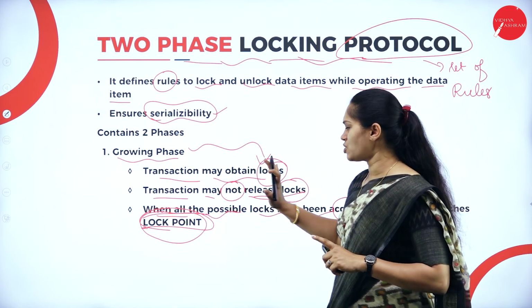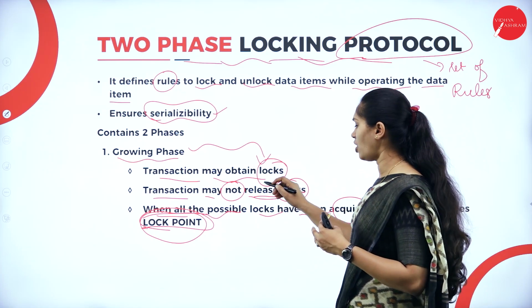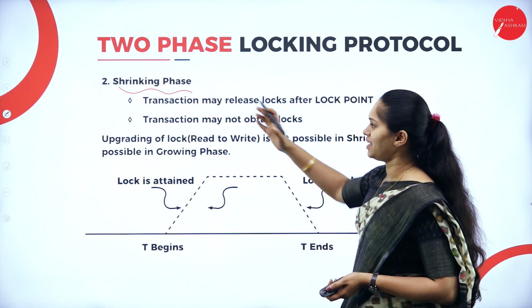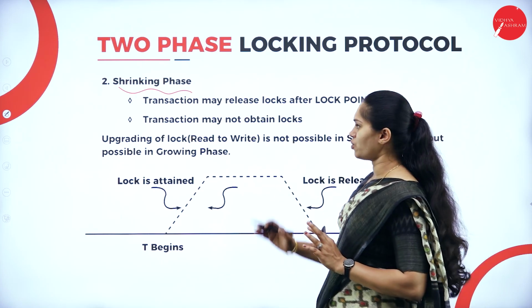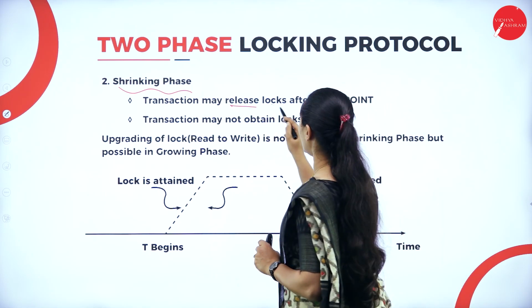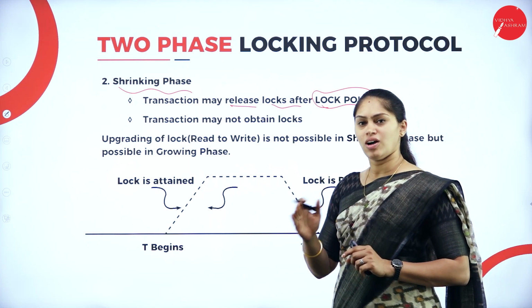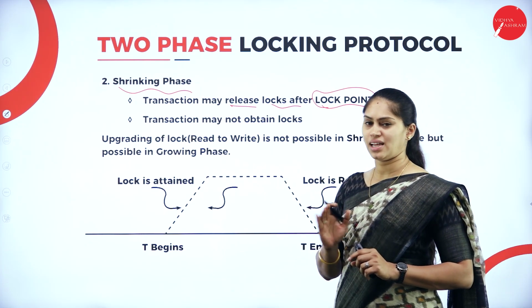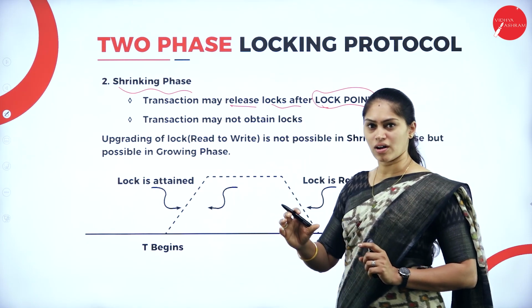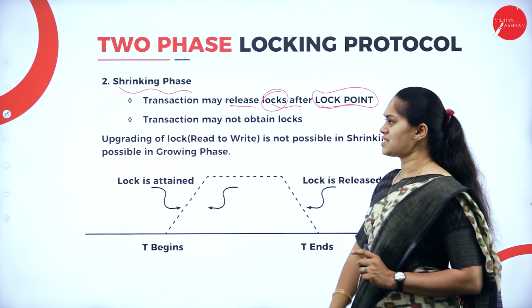Just the reverse of that. Here we are obtaining locks, and we are not going to release locks. Then when we have to release locks, that will be in the shrinking phase. So when all the transaction is over, it's mandatory to release the locks after the lock point. Once the lock point is done, that means all the transaction read and write or update is over, then it is necessary to unlock the locks. That means the releasing of the locks needs to take place after this lock point.